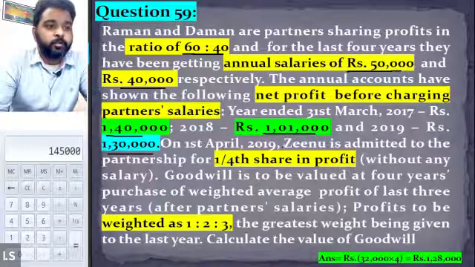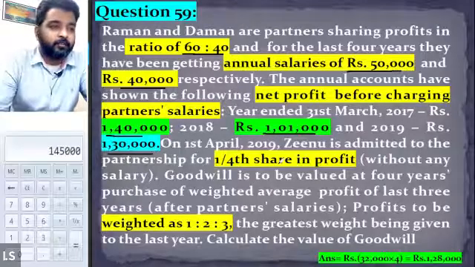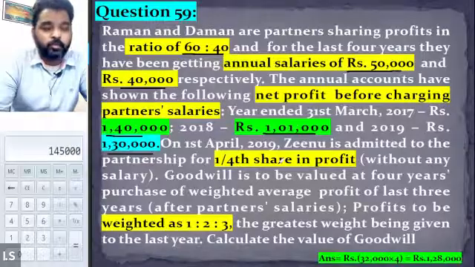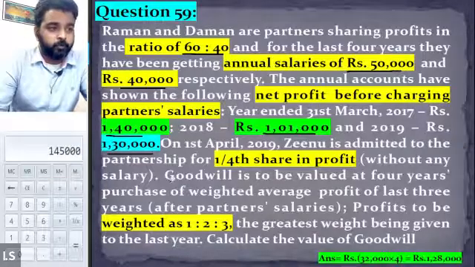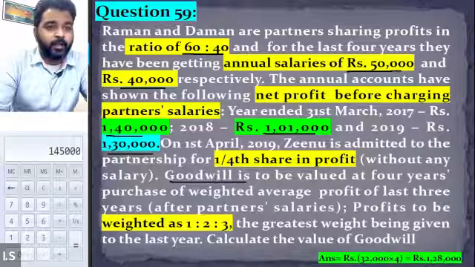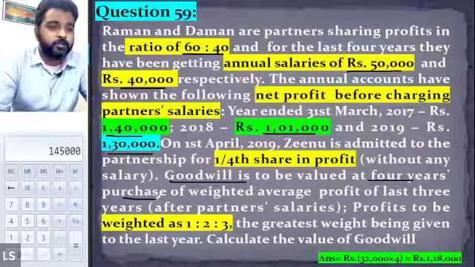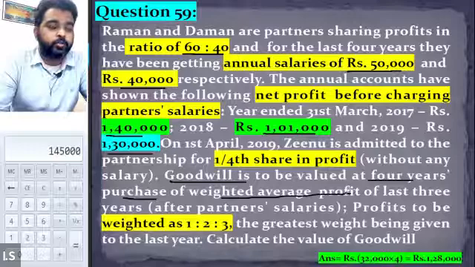On 1st of April 2019, Zeno is being admitted for 1/4 share in the profit. So this information is completely irrelevant for us, not important for the calculation of the goodwill. Now the question is saying that goodwill is to be valued at 4 years purchase. This is relevant. So the number of years purchase is 4. The goodwill will be calculated on the basis of the weighted average profit.